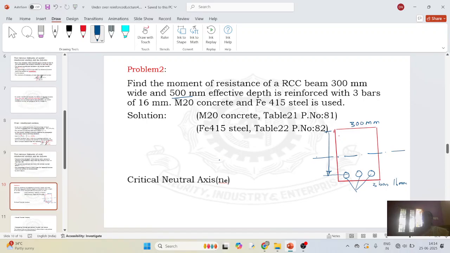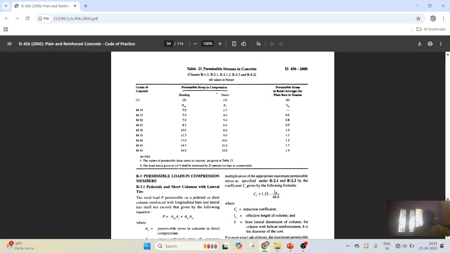The beam is reinforced with 3 bars of 16 mm diameter, M20 grade of concrete and Fe 415 steel is used. Solution. For M20 grade of concrete, refer to Table 21, page number 81 in IS 456 2000. For Fe 415 steel, refer to Table 22, page number 82 in IS 456. Table 21 gives the permissible stresses in concrete in IS 456 2000.